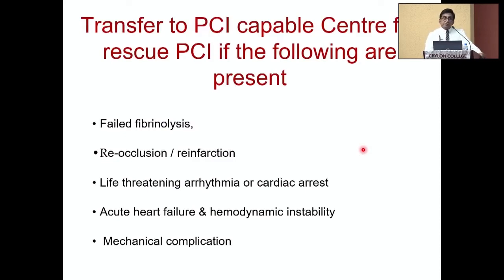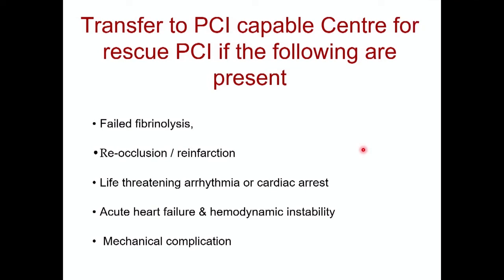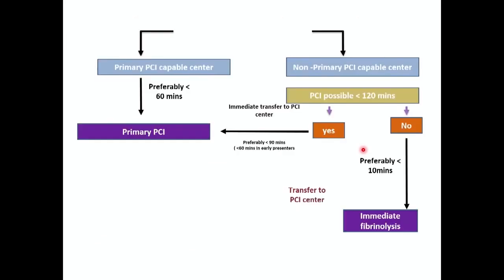Once you give thrombolysis, if it fails, you send for rescue PCI if the following are present, like failed thrombolysis. Sometimes you can get reocclusion of these arteries, life-threatening arrhythmias or cardiac arrest. This is not uncommon. And also with extensive anterior MI, there could be acute heart failure, hemodynamic instability, or mechanical complications like papillary muscle rupture, mitral regurgitation, septal perforation, or free wall perforation. They should be immediately sent to a PCI center or a major center for surgical intervention.